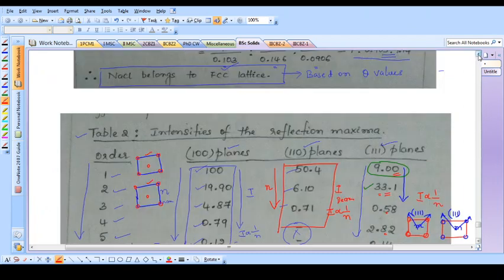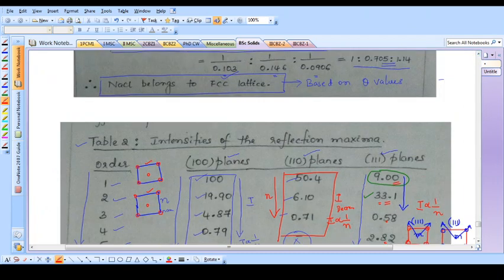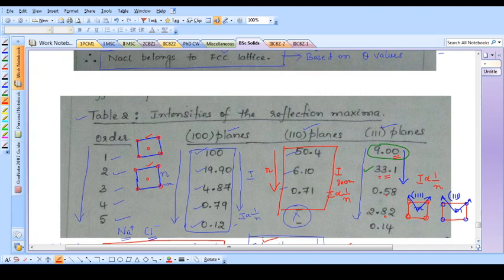So that is the reason the second order reflection is unusually having very high intensity compared to first order reflection. So in this way, based on the intensity data, it is possible to predict the arrangement of particles, not only the arrangement, but also to predict the nature of the particles present in each of the lattice plane.